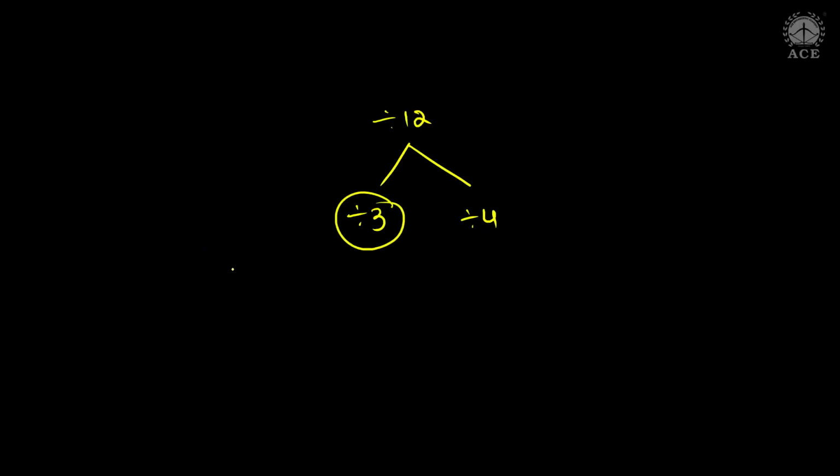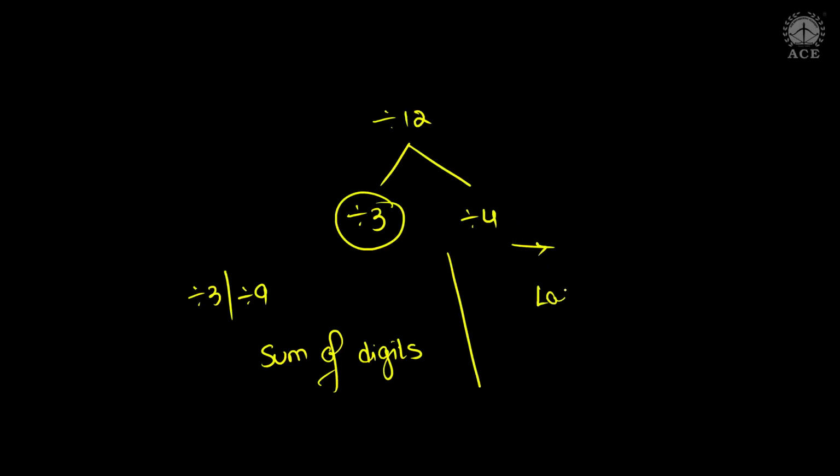What is the divisible by 3 rule? The divisibility rule for 3 or 9 is that the sum of digits must be divisible by 3 or by 9. For divisibility by 3 and 9, we have to focus on the sum of digits, whereas for divisibility by 4, we have to focus on the last two digits, my dear friends. We have to check whether the last two digits of the given number are divisible by 4 or not. In that big number, we focus on the last two digits.